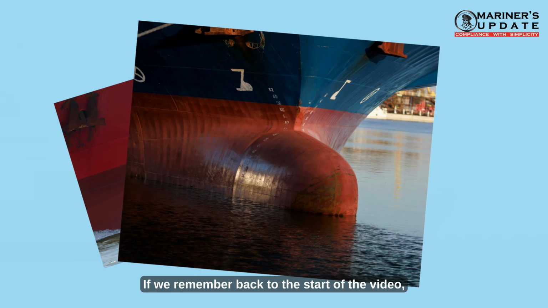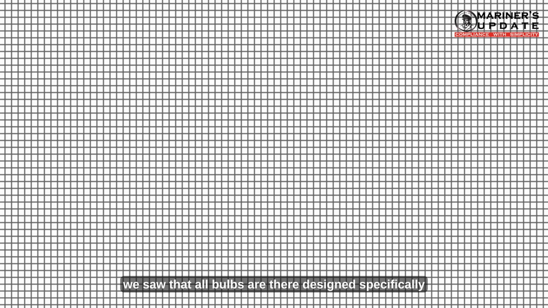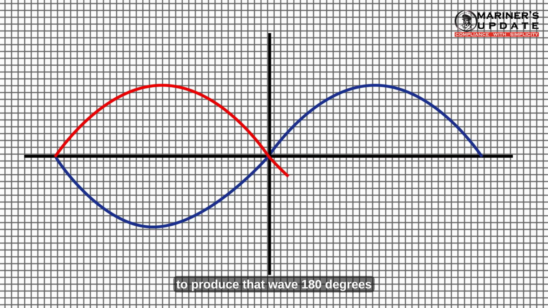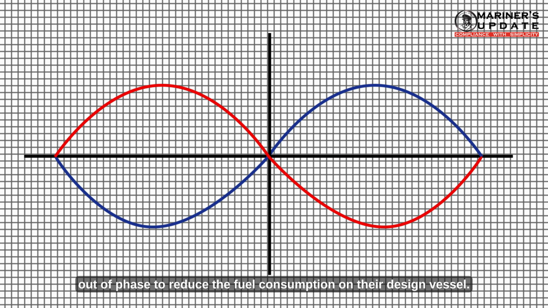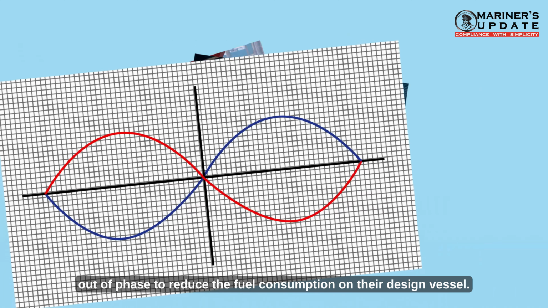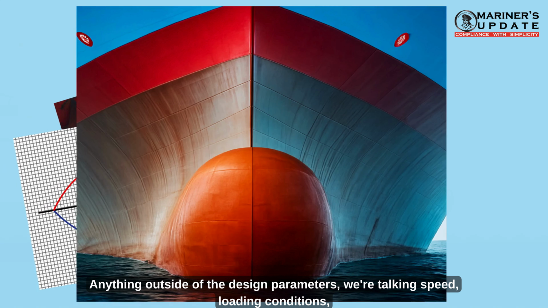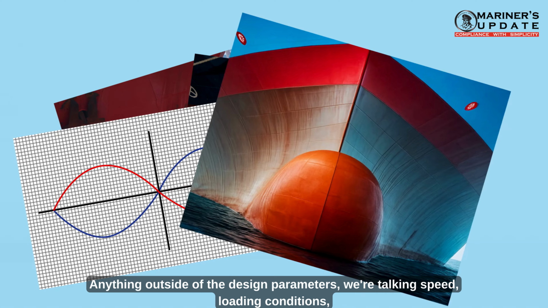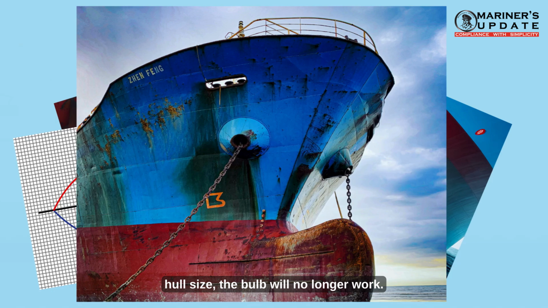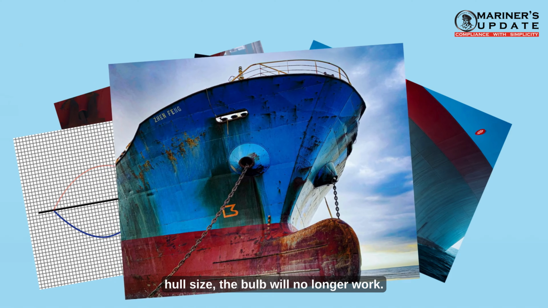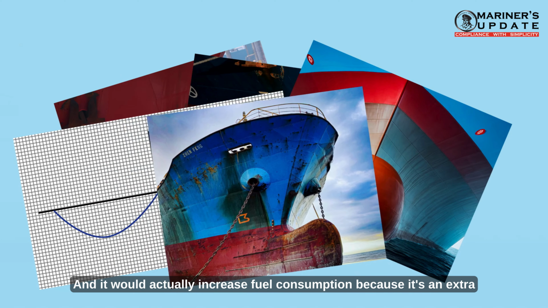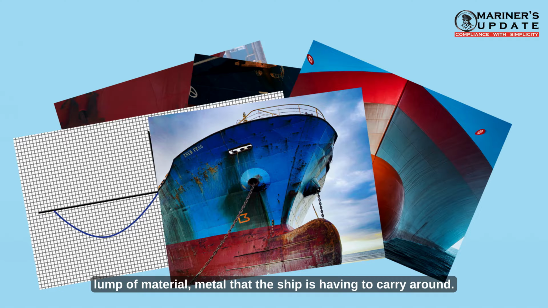If we remember back to the start of the video, we saw that all bulbs are designed specifically to produce that wave 180 degrees out of phase to reduce the fuel consumption on their design vessel. Anything outside of the design parameters, we're talking speed, loading conditions, hull size, the bulb will no longer work. And it would actually increase fuel consumption because it's an extra lump of metal that the ship is having to carry around. If it doesn't produce a useful wave, it's no longer any good.